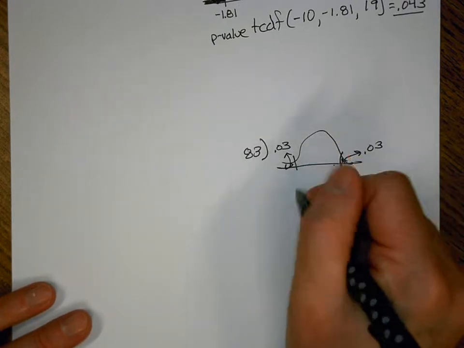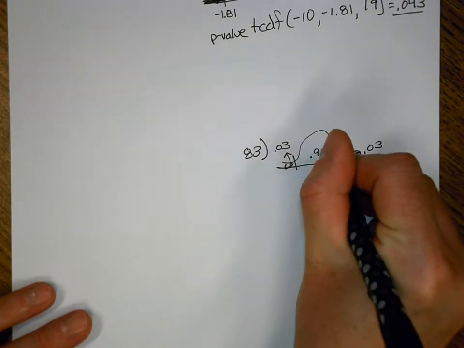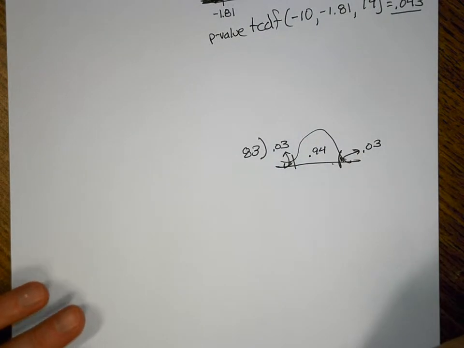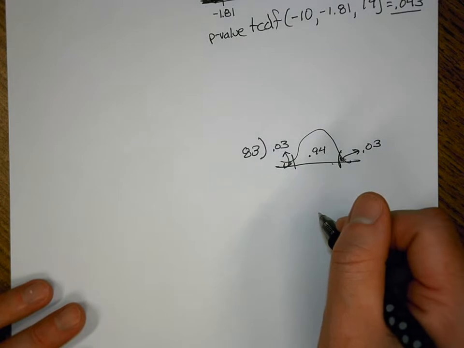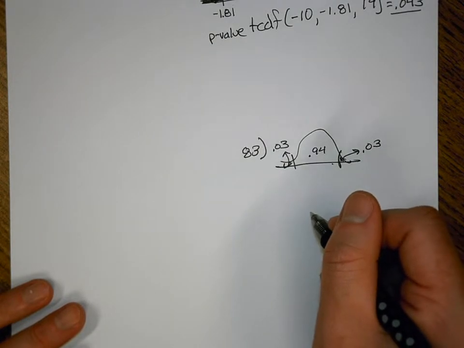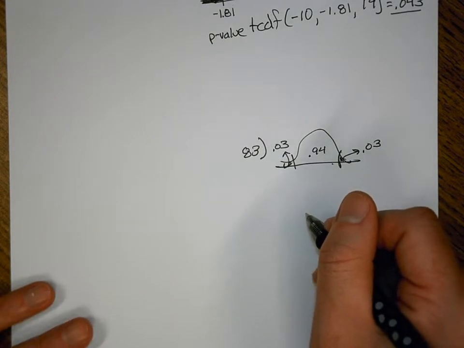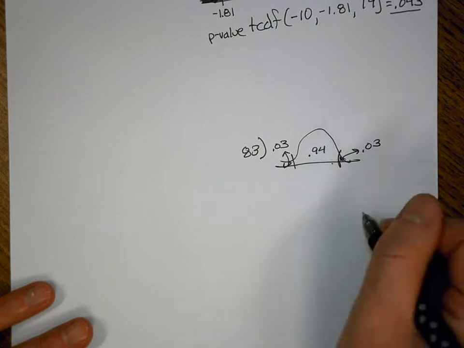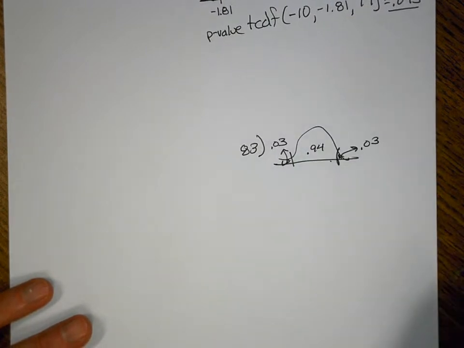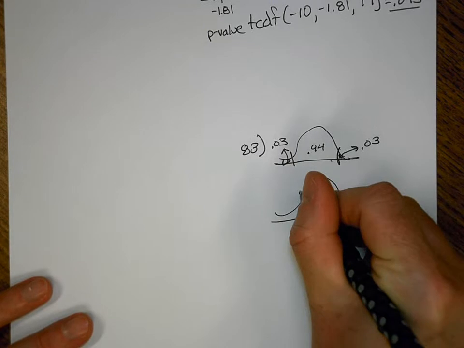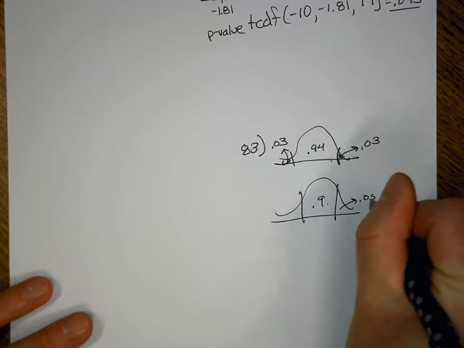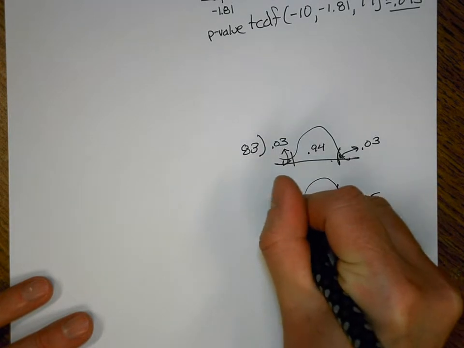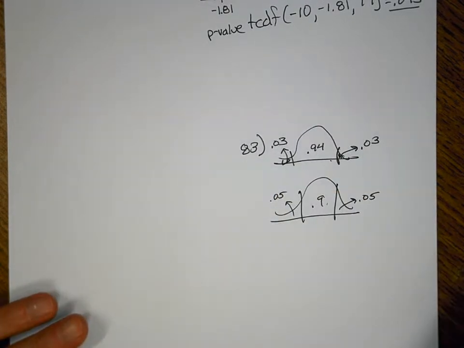Because for 95, this in the middle would be 0.94. So it does fall within the confidence interval. But does the 90% confidence interval include the 10? Here's 90. You should have 0.05 on either end. It doesn't. Right. So what does that mean in context?